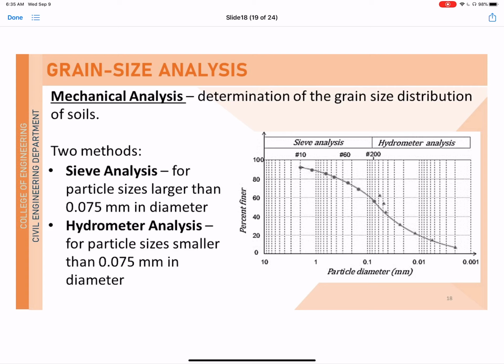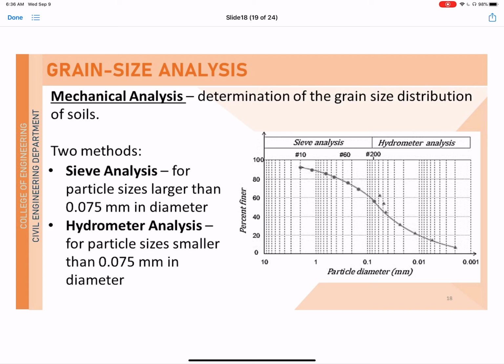used to analyze the soil, and the first one is the sieve analysis, and the other one is the hydrometer analysis. Now, sieve analysis is used for particle size larger than 0.075 millimeter in diameter. If you remember the USCS method, or the Unified Soil Classification System, that was previously discussed, the soil that has particle size smaller than 0.075 is considered silt or clay materials, or it is termed as fines.